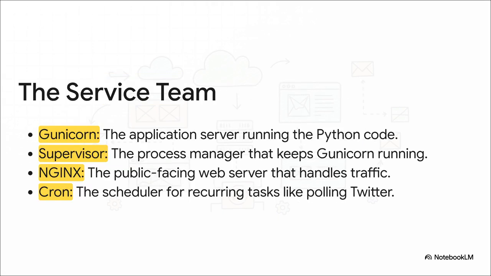So our final setup is really a team of services all working together. We've got Gunicorn, which actually runs our Python code. We have Supervisor, which is like a manager that makes sure Gunicorn is always running. Nginx is the face of the operation. It sits out front and handles all the public web traffic. And then there's Cron, which handles our scheduled tasks. Ansible sets up and manages this whole team for us.